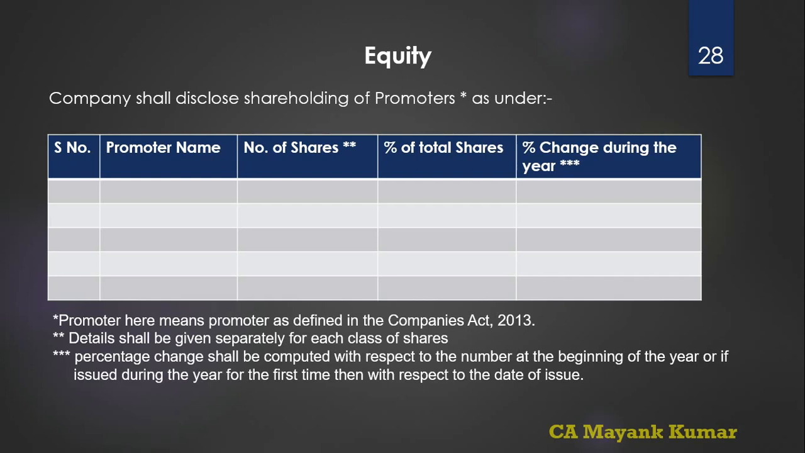class of share wise. For example, promoter A is holding shares of 2 each and the same promoter is holding shares of 10 each. Then both the shares of different classes shall be disclosed separately. And the promoter here means the promoter as defined under the Companies Act. Percentage change shall also be reported, which is the change during the year.